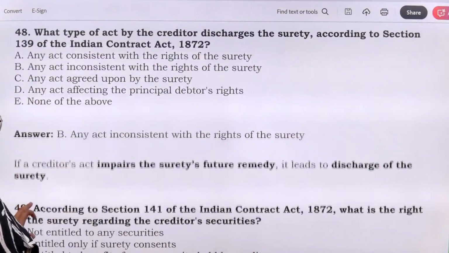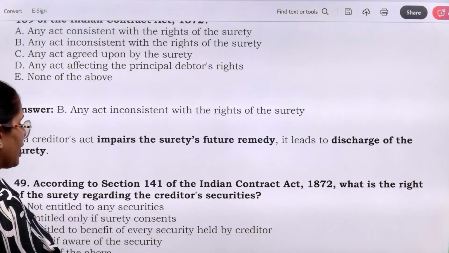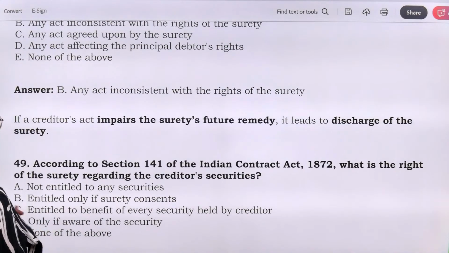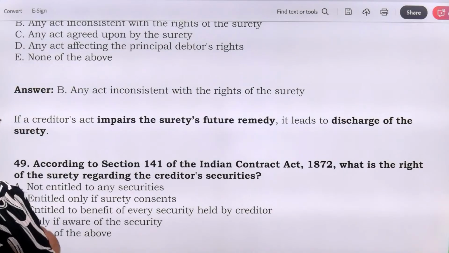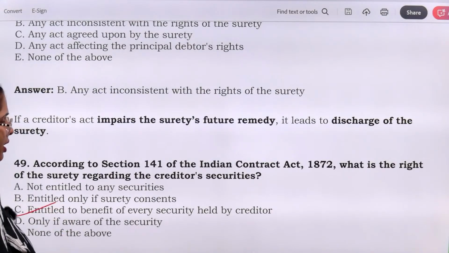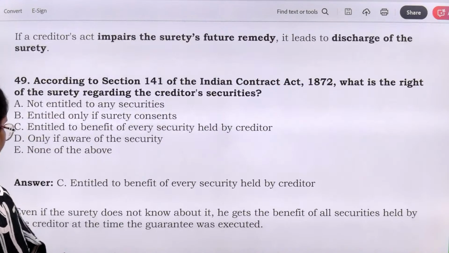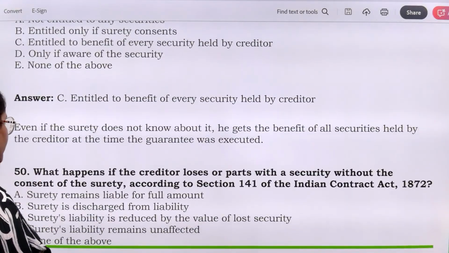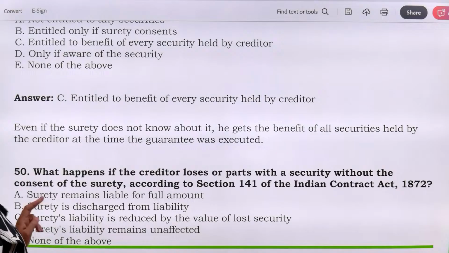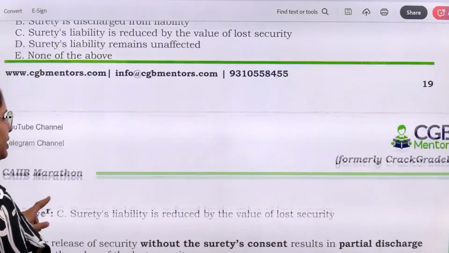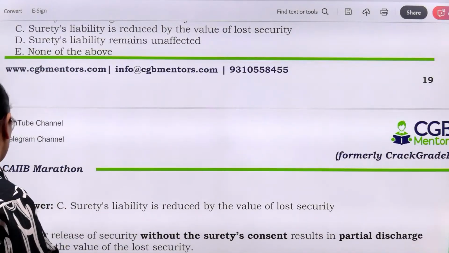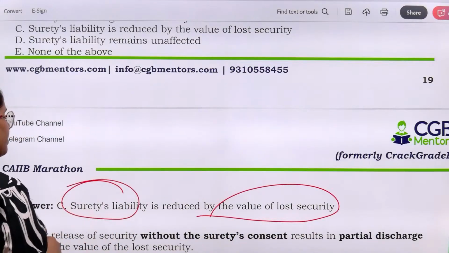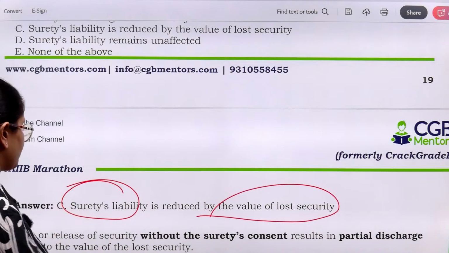Right? Now as per section 141 of the Indian Contract Act, what is the right of the surety regarding the creditor's security? So what is the right of the surety? Entitled to the benefit of every security held by the creditor. Now what happens if the creditor loses or parts with the security without the consent of the surety? If that is the case, then obviously the surety's liability is reduced by the value of the lost security.